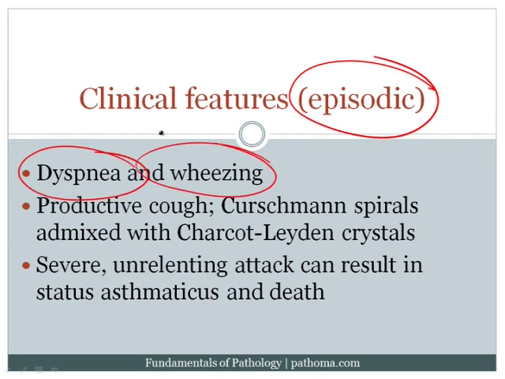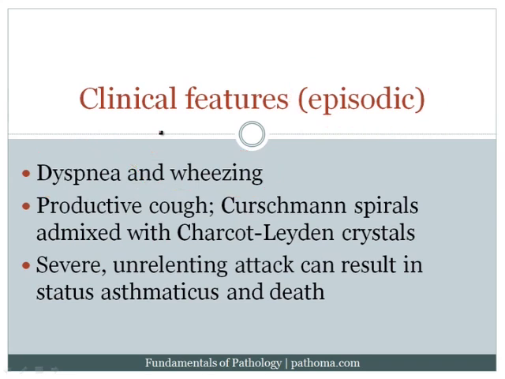The patient's cough is a productive cough, and remember that the productive cough contains these spirals within the mucus called Kirschmann spirals. Maybe even more important and more high yield than that is that within the mucus you're going to find Charcot-Leyden crystals. Charcot-Leyden crystals are crystalline aggregates of eosinophil major basic protein, and those crystalline aggregates can show up in the mucus. It's a relatively high yield concept, and I'll show you a picture in just a moment.